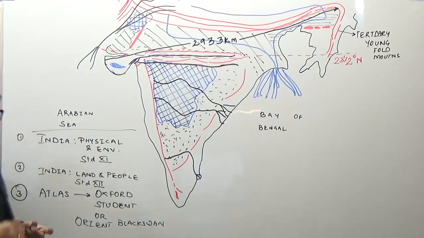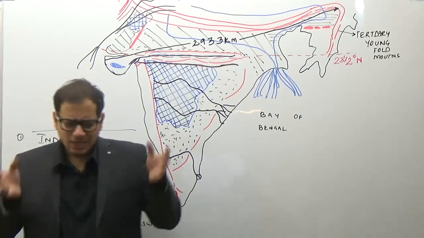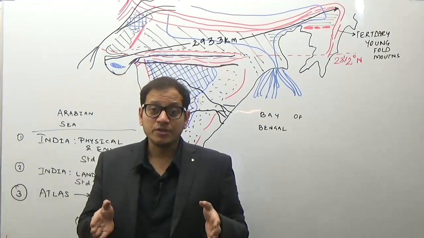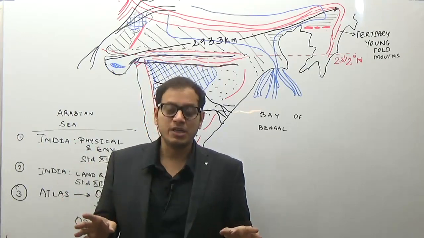Orient Black Swan Atlas. So these are the three things which are necessary. How to study? I will give you an introduction of the chapter. You study from my lecture. You note down whatever important points I'm telling you.